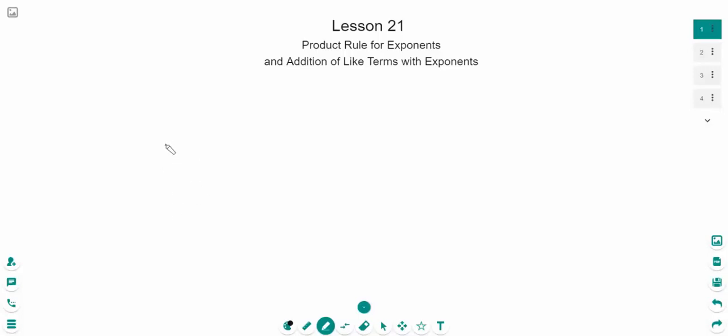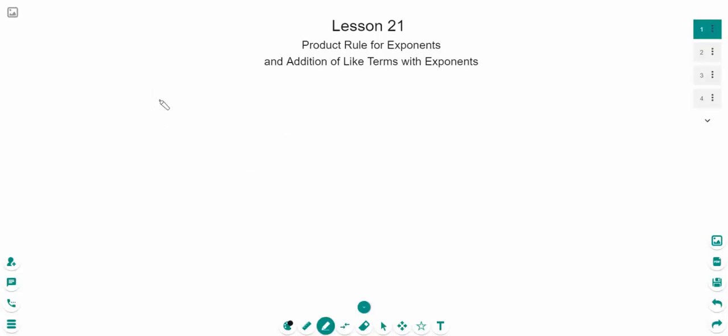Today we're going to be talking about the product rule for exponents. And then we'll be looking at some addition of like terms with exponents as well. So, should be a pretty easy lesson today, I think. But let's see how it goes here. So, to begin with, let's just review exponents.